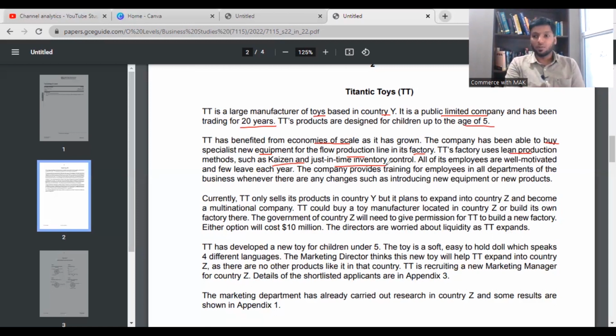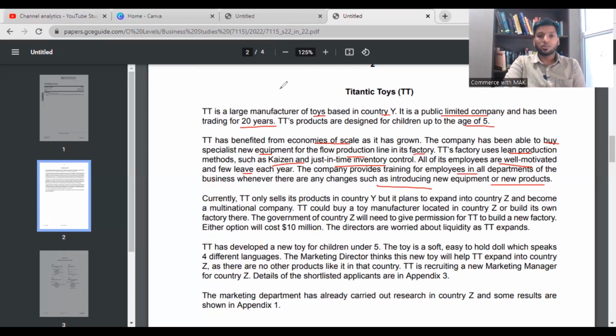All of its employees are well motivated and few leave each year. So there's a problem in the company: people are leaving each year. We need to find out what the reason might be, but there was no question related to why people are leaving, so no worries. The company provides training for employees in all departments of the business whenever there are changes such as introducing new equipment or new products. This might be the reason people are leaving, because when there is dynamic change, some people can't cope with it, so they might leave the company. Then we move on to the next part.